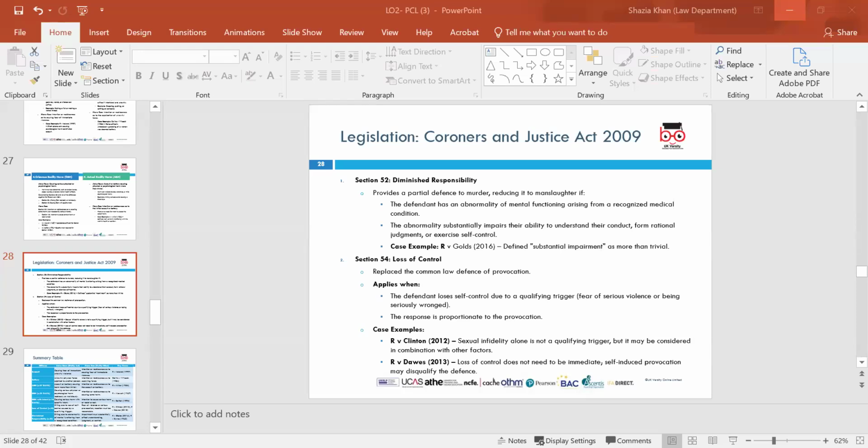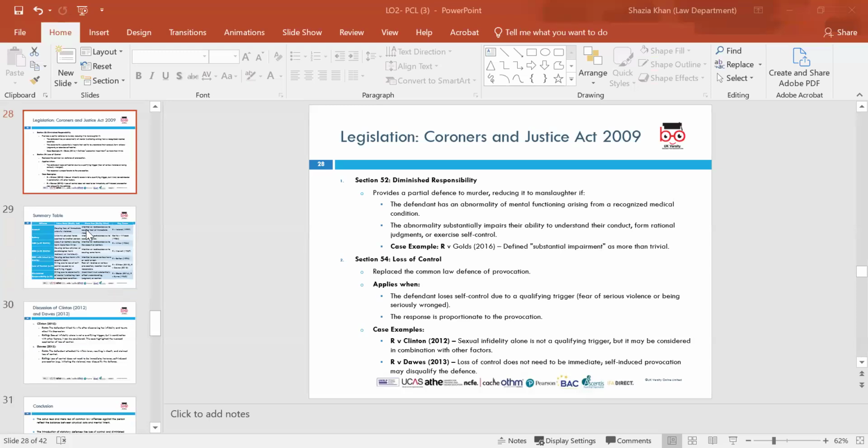It's section 52, diminished responsibility, and section 54, which is loss of control. Case examples are R v Clinton 2012, where sexual infidelity alone is not a qualifying trigger, but it may be considered in combination with other factors. And R v Dawes 2013, which looks at loss of control: it does not need to be immediate, but self-induced provocation may disqualify this defence.